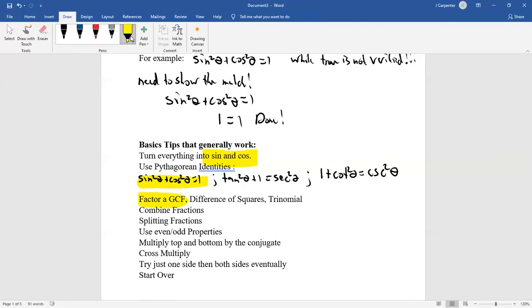Factoring is definitely important. Combining fractions isn't necessarily my favorite, but splitting fractions I find can be helpful. And then starting over. Those are probably the 4 that I use the most, but I'm not saying I won't ever do any of these other things. You will definitely see me do some of these things, if not all of them.